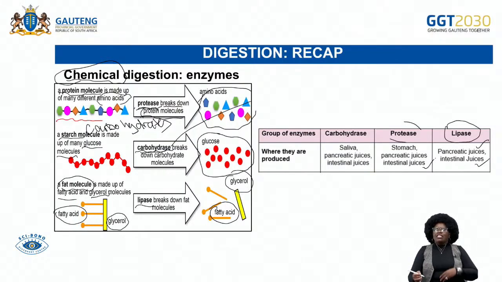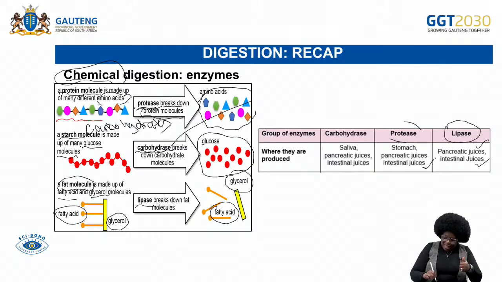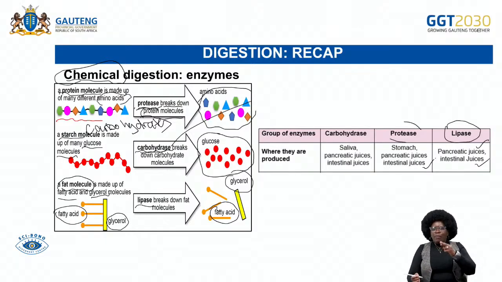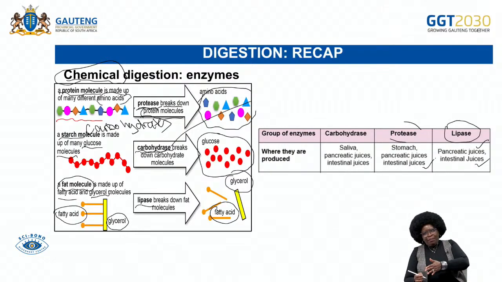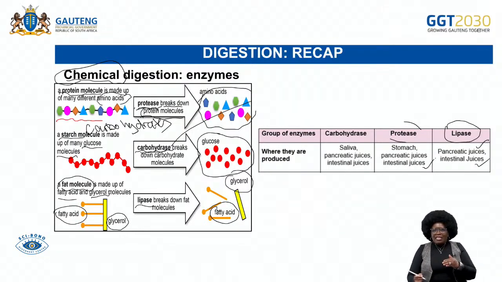Look at the similarities. The only difference that we have on this table is carbohydrases, which are also secreted by pancreatic juices and intestinal juices. The same thing applies to protease, pancreatic juices and intestinal juices. And look at lipase, it's pancreatic juices and intestinal juices.